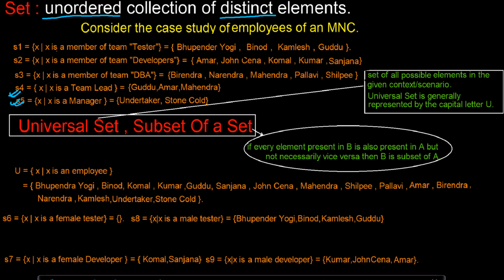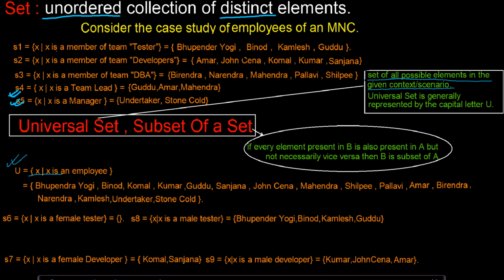Okay, good. Now what is a universal set? A universal set is the set of all possible elements in the given context or scenario. What does it mean? What is the context here? The context here is the employees of an MNC. So what will the universal set be? The universal set will be the set of all employees in that project. So this is the universal set in this context.